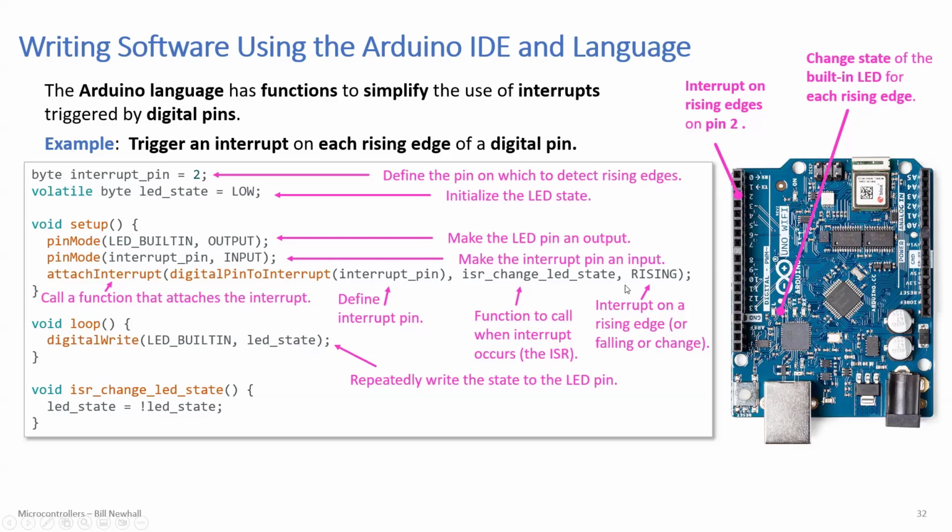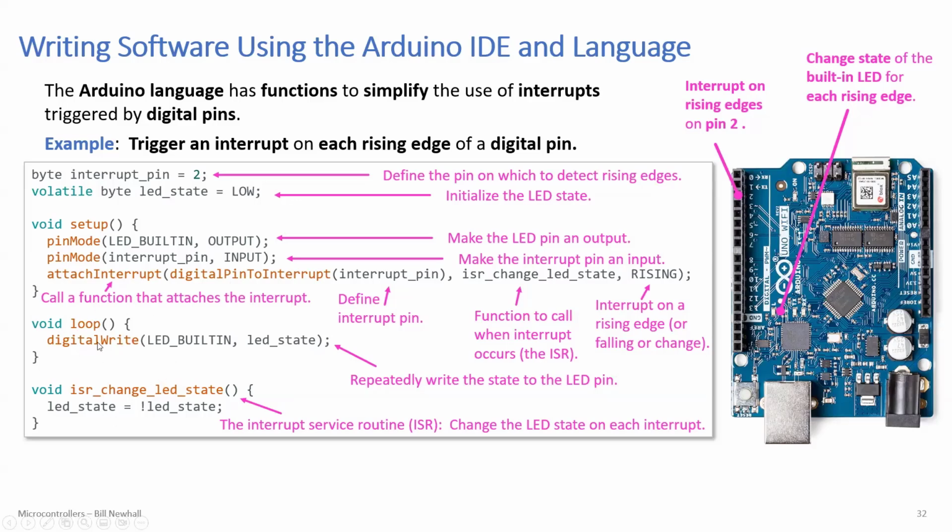So when something happens, a rising edge on pin 2, the ISR is called. I've just named this ISR change LED state, and it just looks like a regular function, right? So here I say, when this is called, I want the LED state to be the opposite. That exclamation point there means invert the LED state. So if it was 1, make it a 0. If it was 0, make it a 1. So every time that ISR is called, all this does is change the LED state.